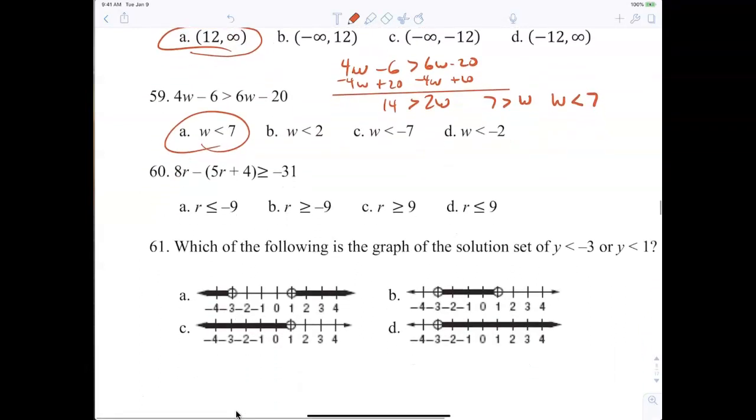All right, here combining terms. 8r minus 5r minus 4 is greater than or equal to -31. 3r minus 4 is greater than or equal to -31. 3r is greater than or equal to -27. So r is greater than or equal to -9. B.